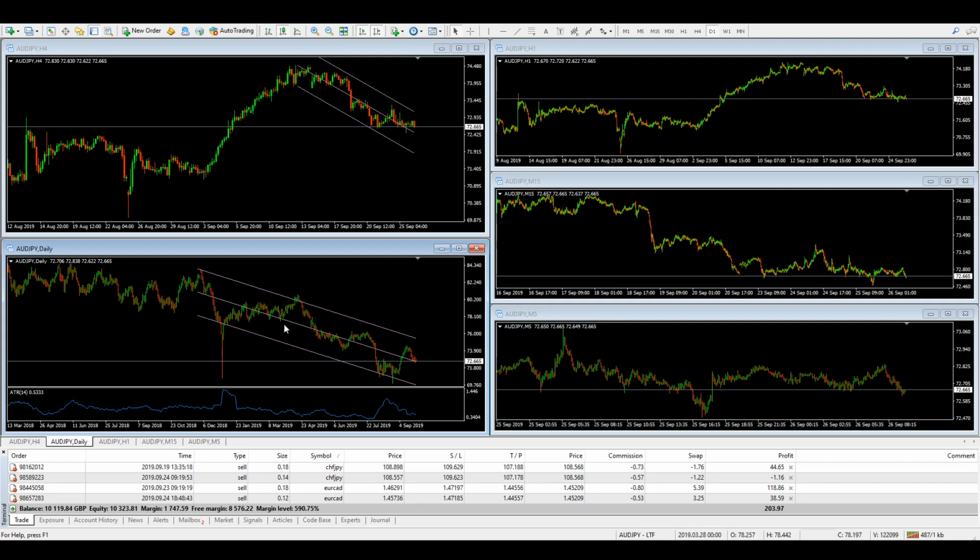EURCAD, bearish overall, I'd be thinking. Obviously this moves very similar to the AUD CHF that we were just looking at.